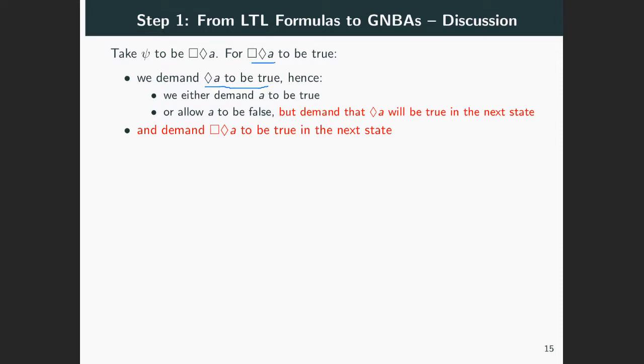In turn, for eventually A to be true, we either demand that A is true, or allow A to be false and postpone eventually A to next, as discussed in the previous example. Going back to always eventually A, we must also demand that it stays true in the next state, because this is the nature of always.